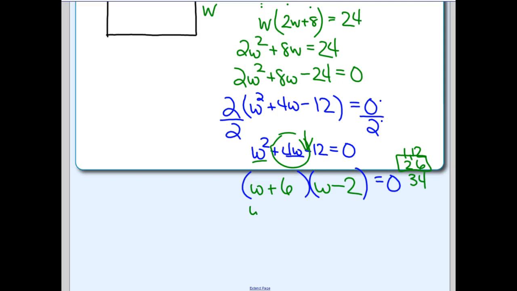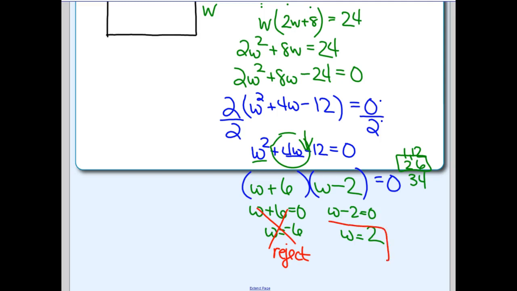So now each part equals 0. So here we're going to get w equals negative 6, and here we're going to get w equals 2. Now, remember, we're talking length and width. So does w equals negative 6 make sense? No. We're going to reject that answer because it's negative, and length can't be a negative number. So we're going to take w equals 2.